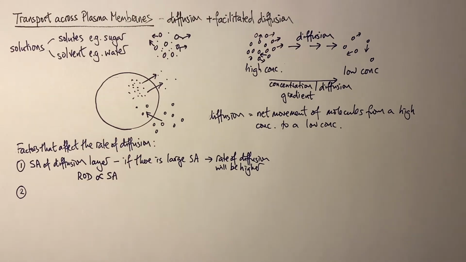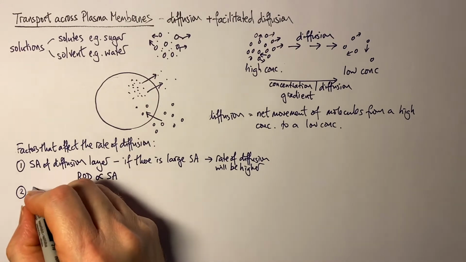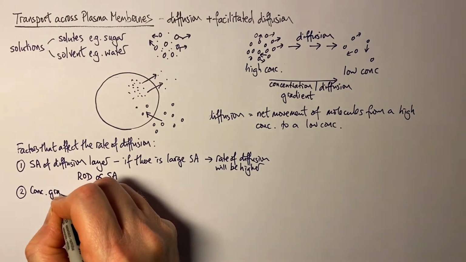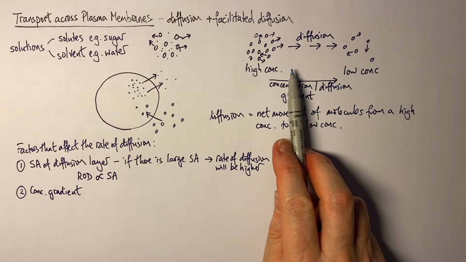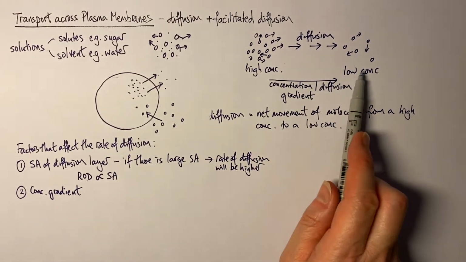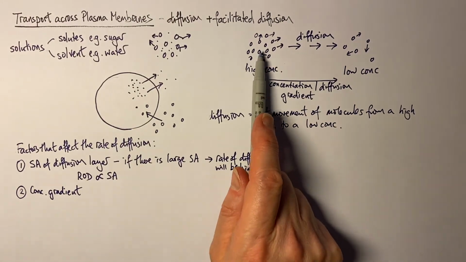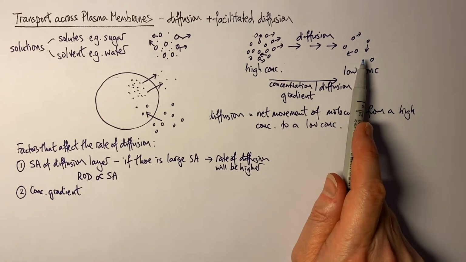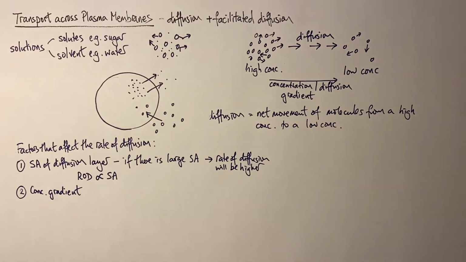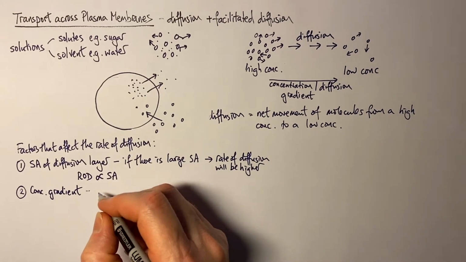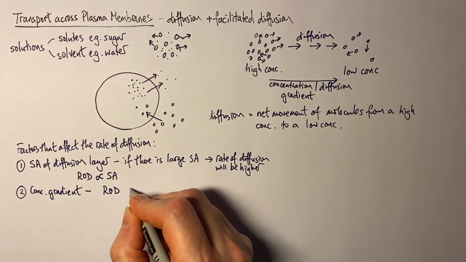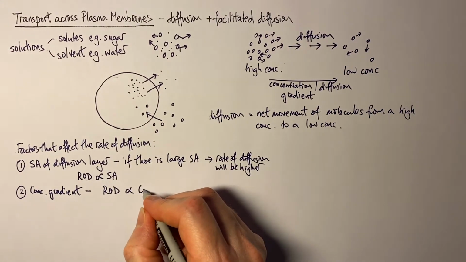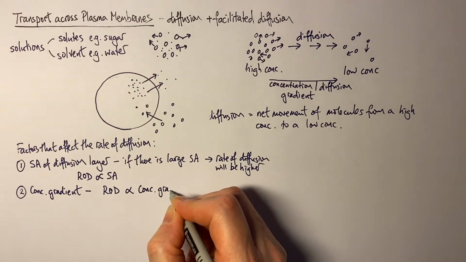The second feature is the concentration gradient, which is what we've got here. So the bigger the difference in the concentrations from where the molecules are moving to where they're going to is called the concentration gradient. So in this case, the rate of diffusion is proportional to the concentration gradient.